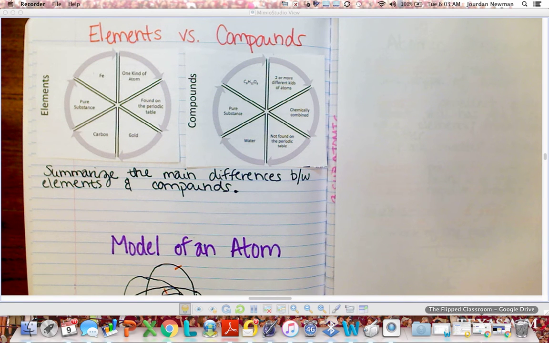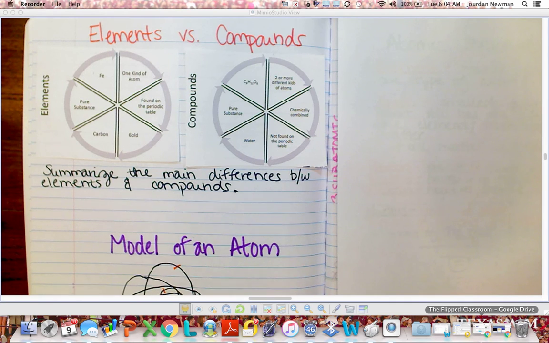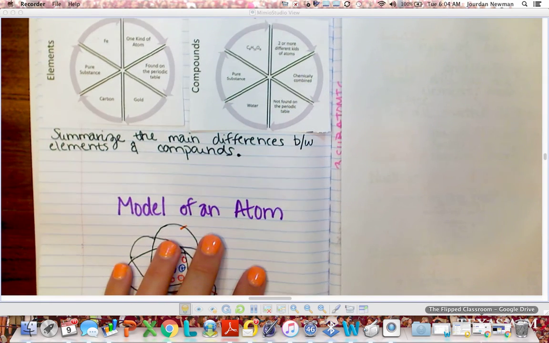Okay, remember in class that you did the elements versus compounds sort to review the information that you learned in sixth grade, the difference between an element and a compound. Okay, we're going to take it a little bit further and we are going to talk about the smallest unit of matter, which is the atom.